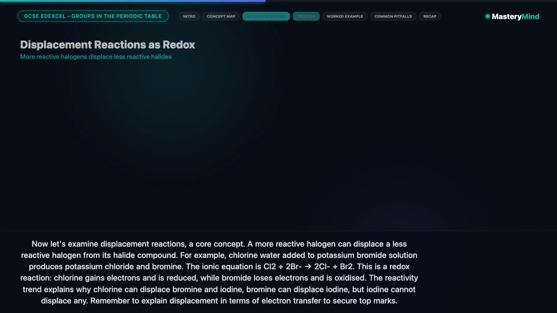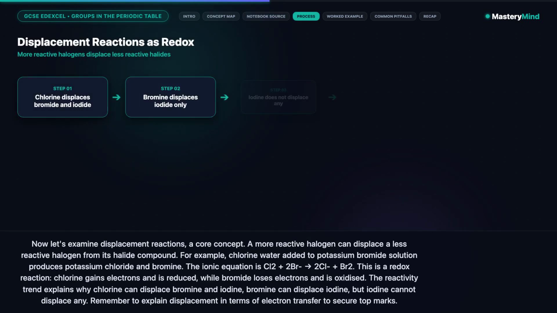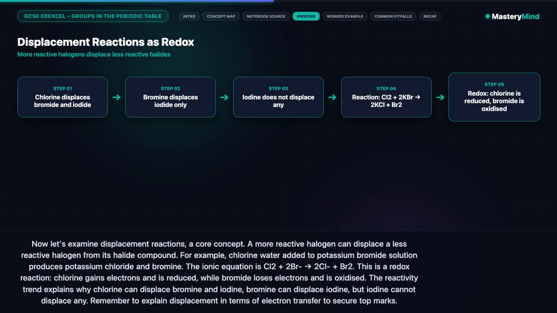A more reactive halogen can displace a less reactive halogen from its halide compound. For example, chlorine water added to potassium bromide solution produces potassium chloride and bromine. The ionic equation is Cl2 + 2Br- → 2Cl- + Br2. This is a redox reaction. Chlorine gains electrons and is reduced, while bromide loses electrons and is oxidized.